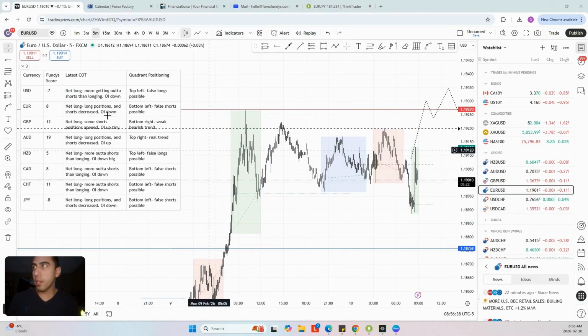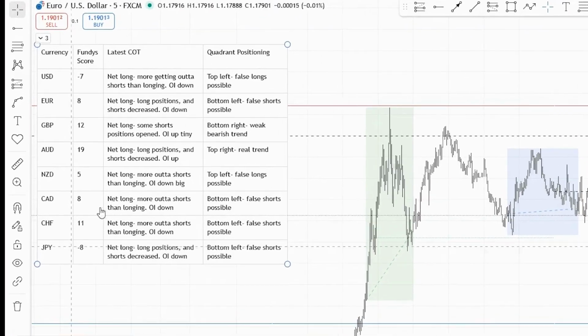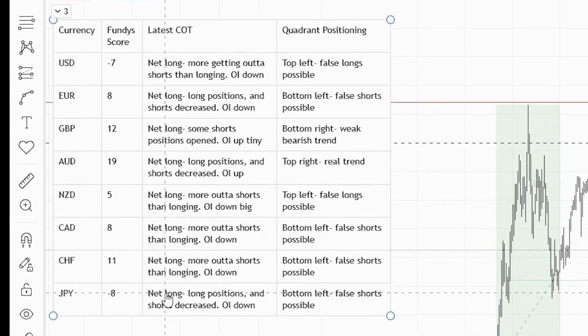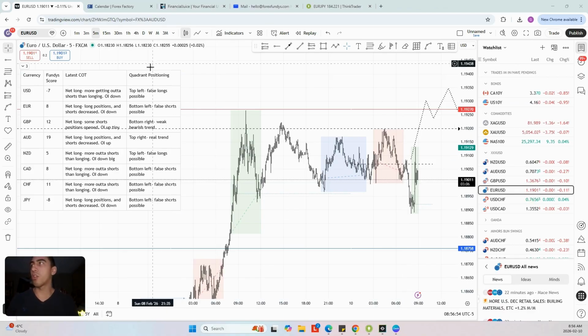I have updated all the stuff right here on my own. So it shows the ForexFundys score, the latest COT, which you all have access to. Just Google it. And the quadrant positioning, you guys don't have access to that. You don't have access to this, but it's all good. It is what it is.